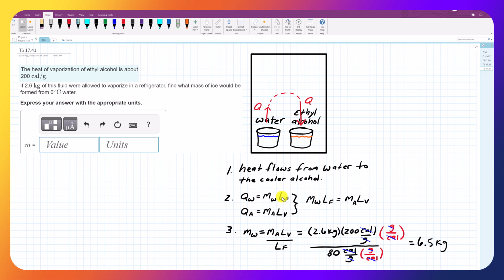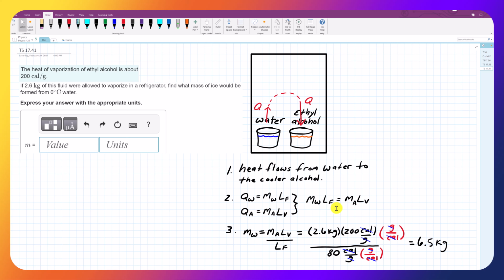fusion of the water. That same amount of heat that's leaving the water is entering the ethyl alcohol, and it's causing a phase change as well. In this case, though, the ethyl alcohol is phase changing from liquid to gas. We call that vaporization. The amount of heat entering the ethyl alcohol equals the mass of the ethyl alcohol times the latent heat of vaporization for the alcohol.